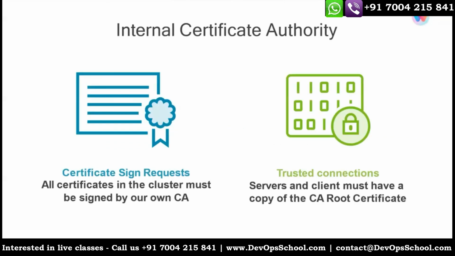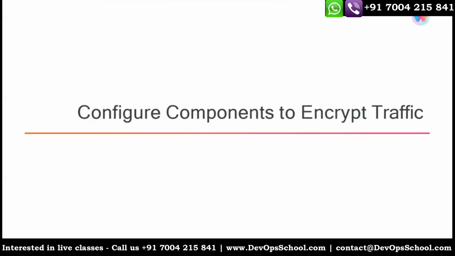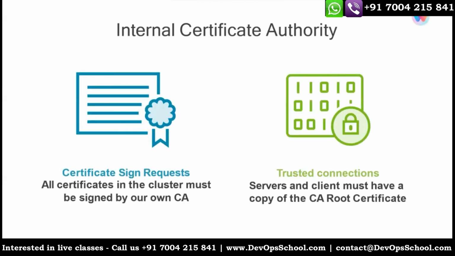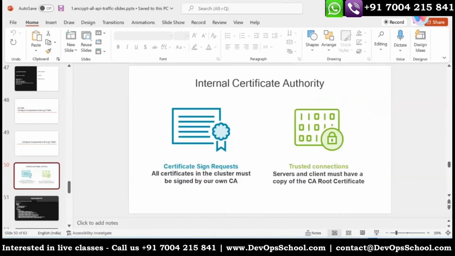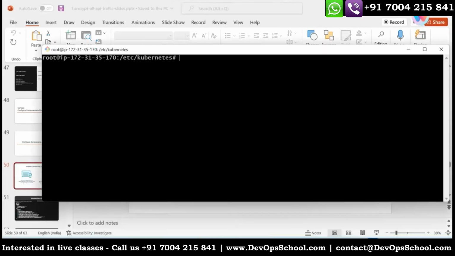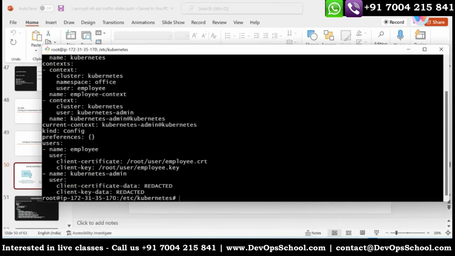Okay. So this part we have discussed more or less. Configure components to encrypt traffic. The process is very simple now. You know that, certificate signing request. All requests in the cluster must be signed by our own CA, and for trusted connections, server and client must have a copy of the CA root certificate. That means, what is the CA root certificate trusted on? So if you see that, kubectl config view.